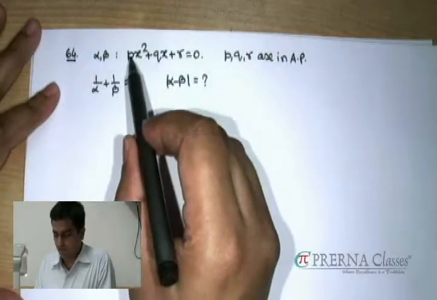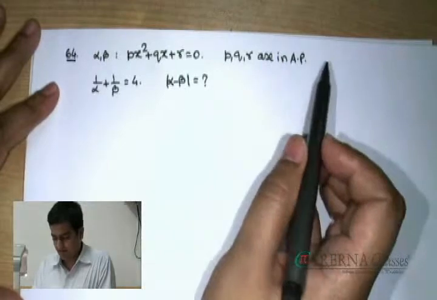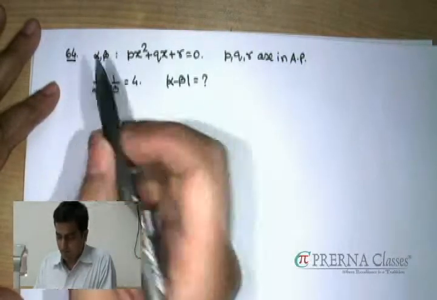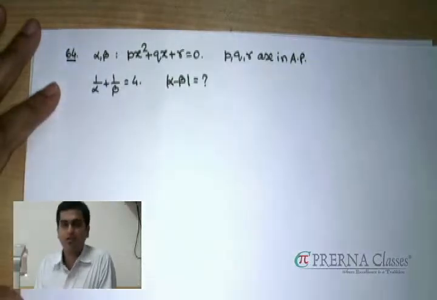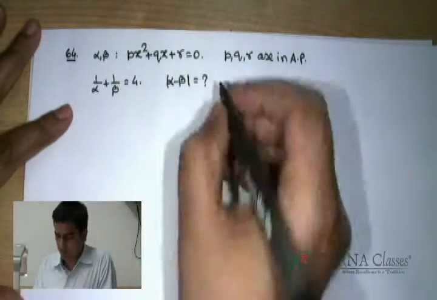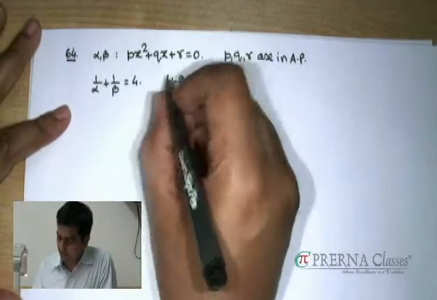Okay, in the next problem, that is the 64th one, we have one quadratic equation given and it's being told alpha, beta are roots of that. Further, it's given that the coefficients of that quadratic are in AP, and one more relation is given on the roots, that 1 by alpha plus 1 by beta is 4, on the basis of which you have to figure out mod of alpha minus beta.